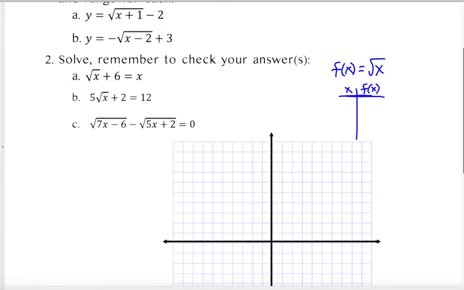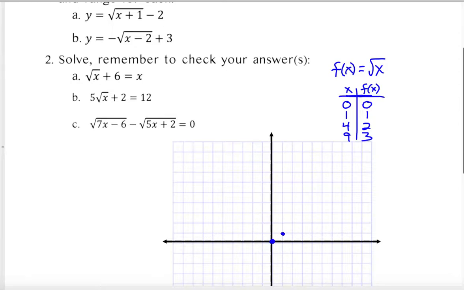what numbers could we pick for x? Well, you can't take the square root of a negative, at least not in the real numbers system, and we're graphing in the real numbers system. So x could be 0 though. The square root of 0 is 0. Square root of 1 is 1. I don't know the square root of 2 or 3. I know the square root of 4 is 2. The square root of 9 is 3. So I could use those points to graph it.